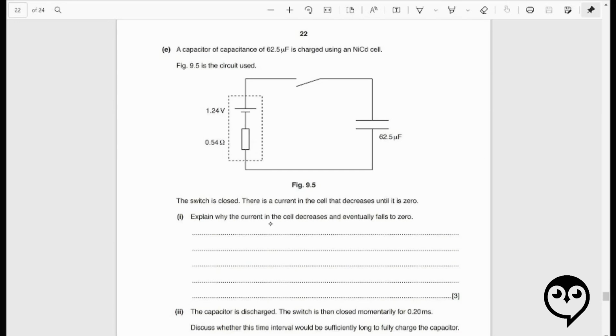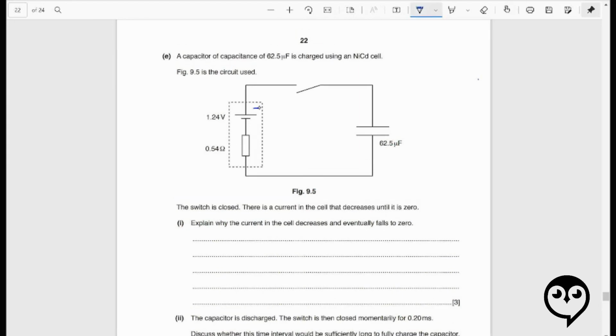Explain why the current in the cell decreases and eventually falls to 0. So this is positive, conventional current. Electrons are moving this way. Electrons are going to build up here. But what's the battery doing?